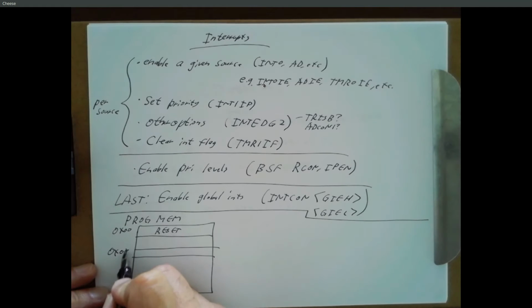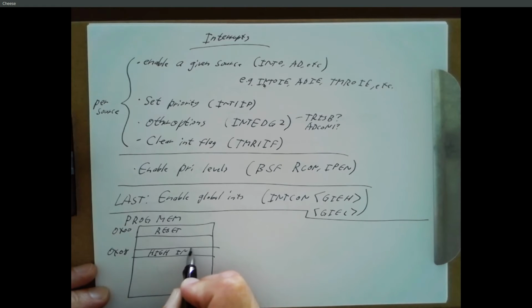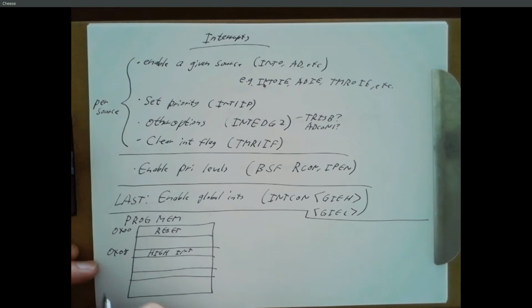All right, location 8, that's your high priority interrupt. When a high priority interrupt occurs, you're going to execute whatever instruction is stored at location 8. In location 18, that's what's going to get executed whenever there's a low priority interrupt. And this program memory map, that's all that's forced on you by the architecture. What you do with that is totally up to you.